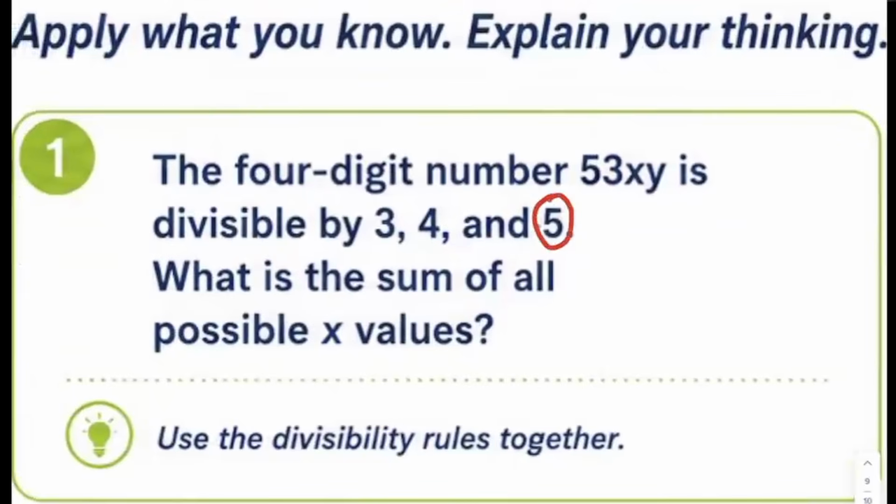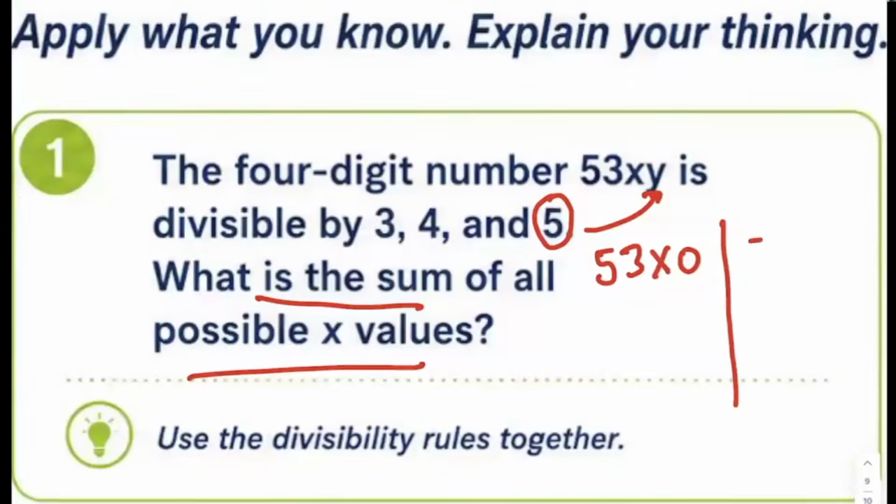Yeah, 5, right? What's the possible value for the last number? For the least? It's not the least, it's the possible numbers. Oh, okay. The possible numbers are 0 and 5. Hold up, what is divisible? 0 and 5.